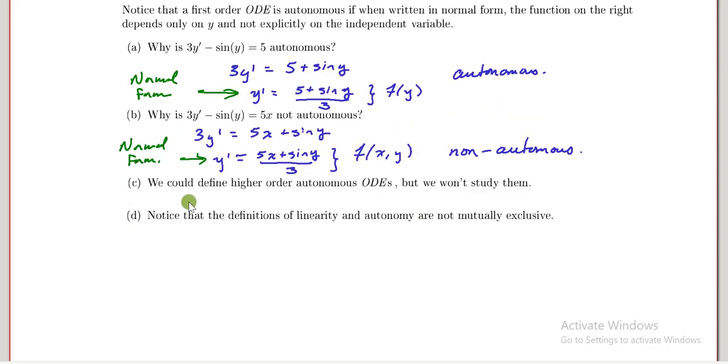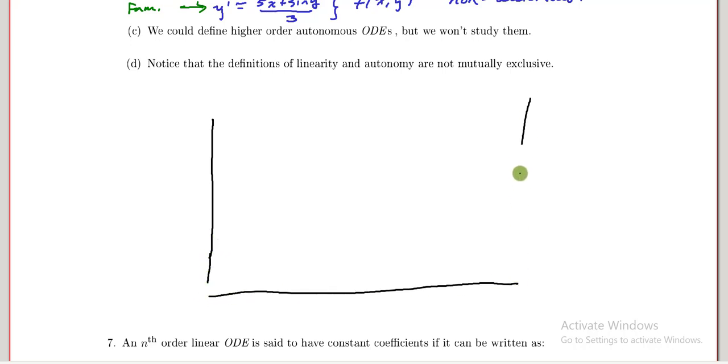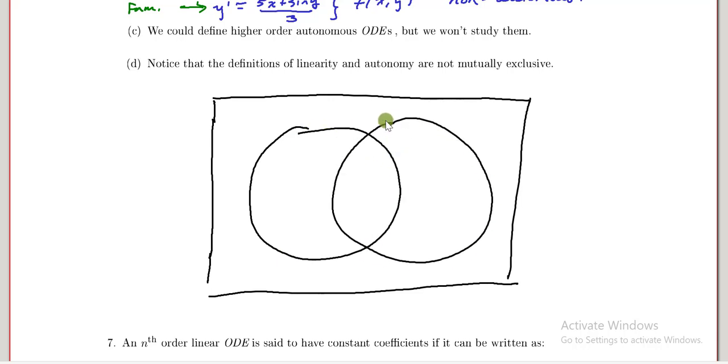We could define autonomy for higher order ODEs, but we're not going to study those specifically, so we won't. I want to point this out because at this point in the course, a lot of times students are feeling overwhelmed and they're trying to make some sort of hierarchy of definitions for themselves. I think that's a good skill to try to develop, but it doesn't quite work here with our definitions of ODEs. So we've used two big terms here. We've got the word linear and we've got the word autonomous.